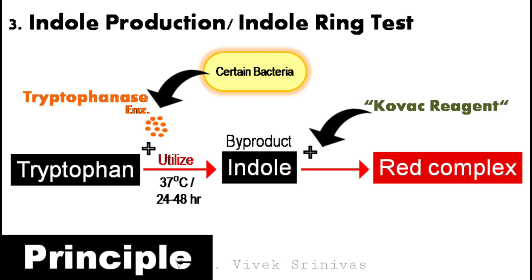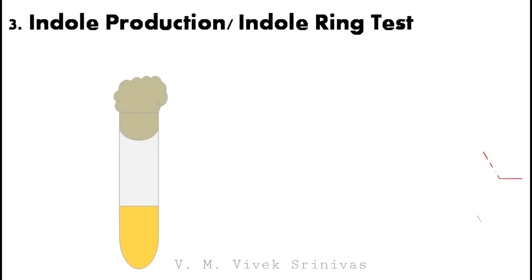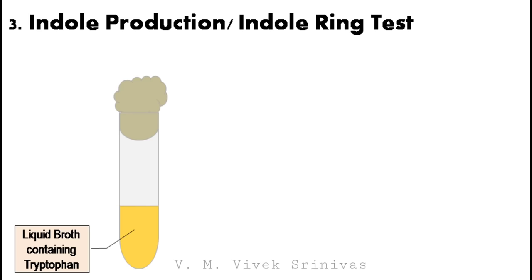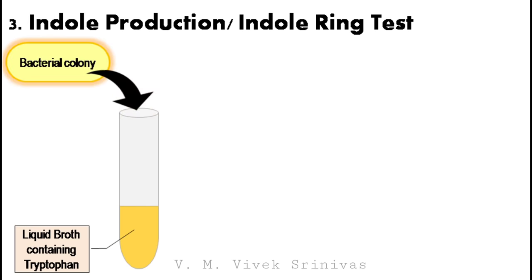This is observed as the red ring. This is also referred to as the indole ring. This is the principle behind the indole ring test. The procedure: this test is performed in a test tube with liquid broth containing tryptophan. Now, take the bacterial colony and inoculate it into this broth.